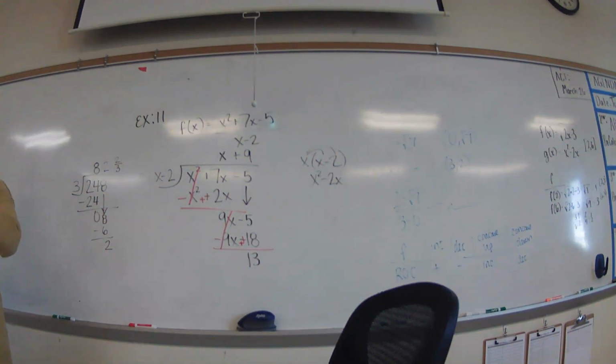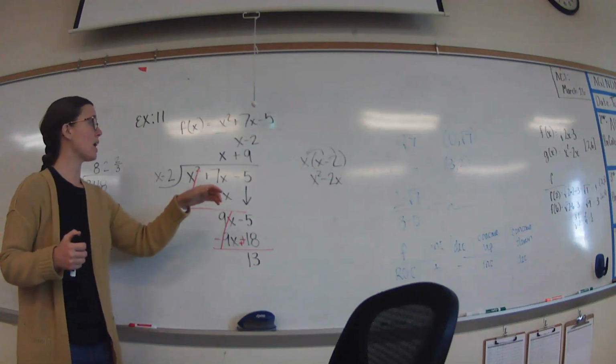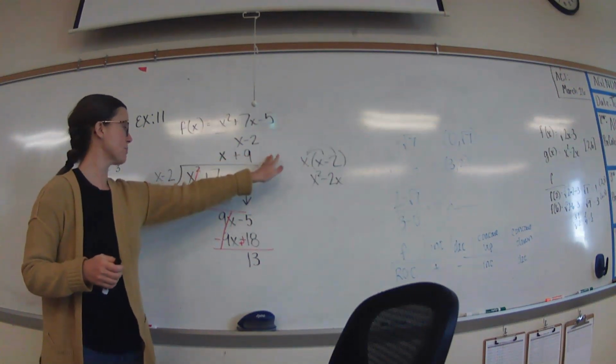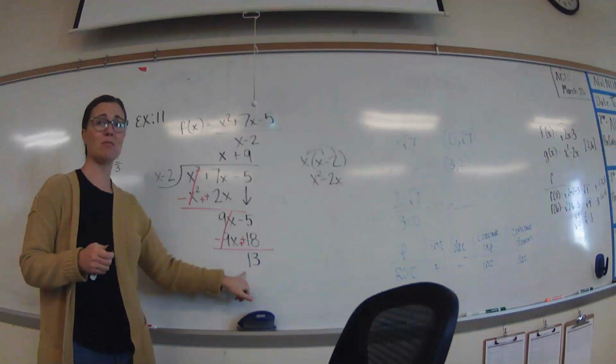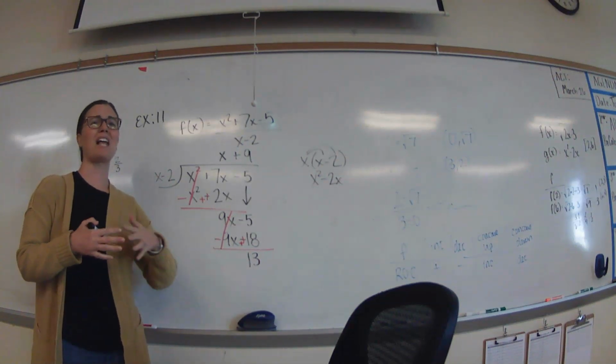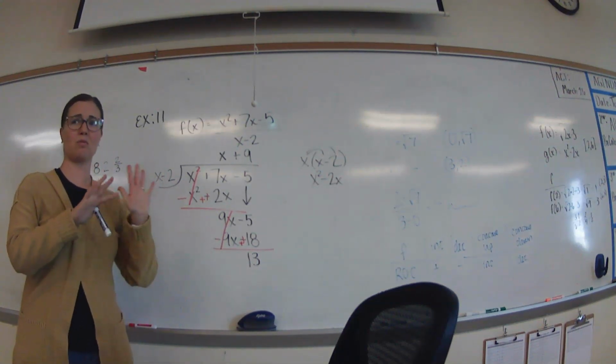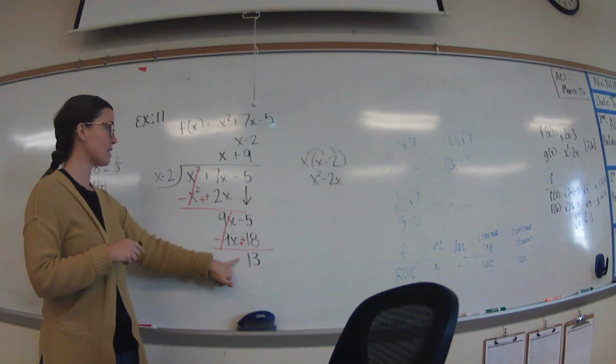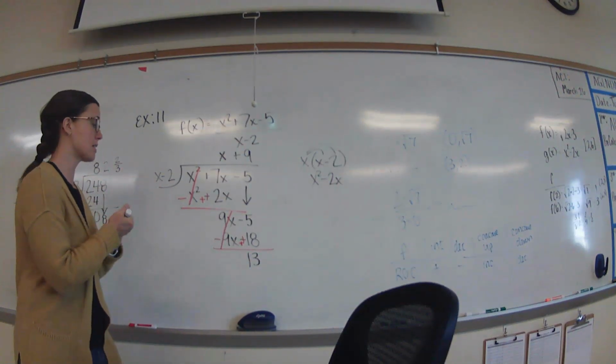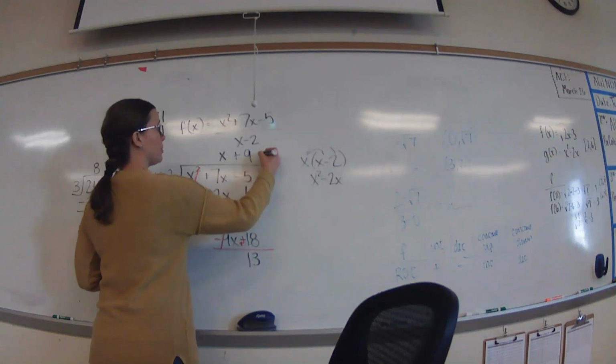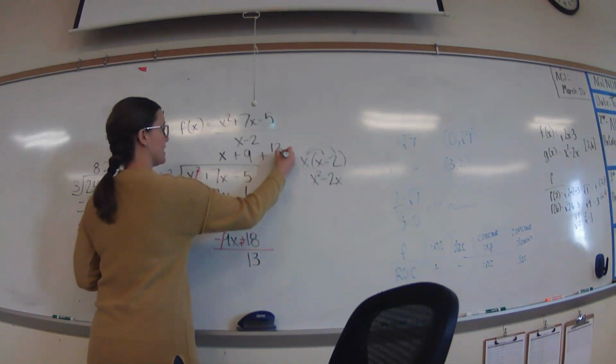Now, at this point, I cannot do it again because something times x cannot give me negative 13 without going to negative exponent sort of stuff. We're not going to do that. So this is our remainder. The way we can write this is we can put plus 13 over x minus 2.